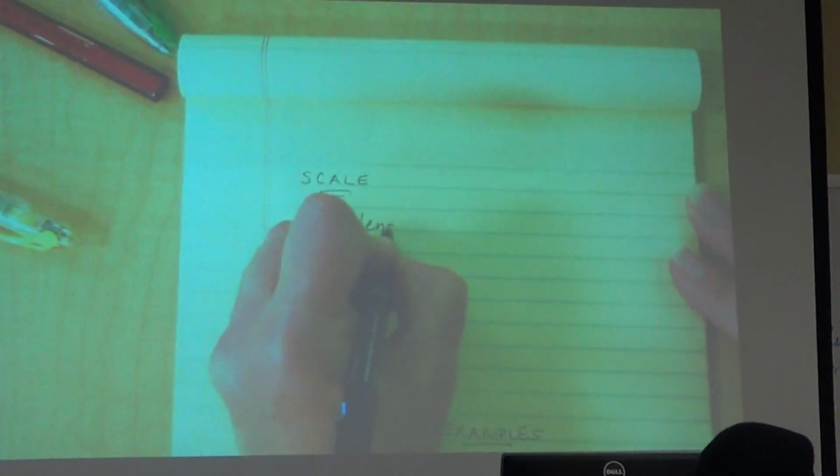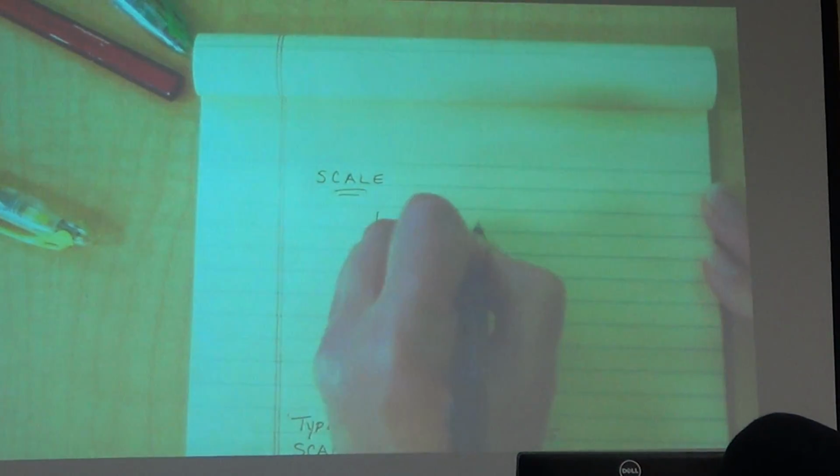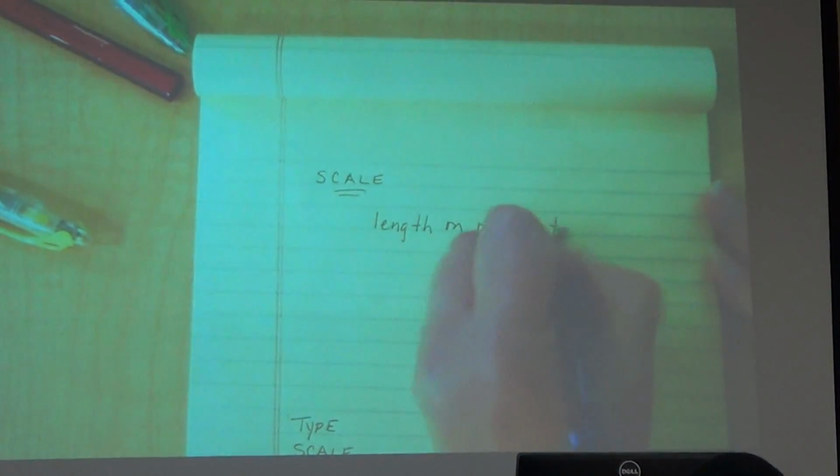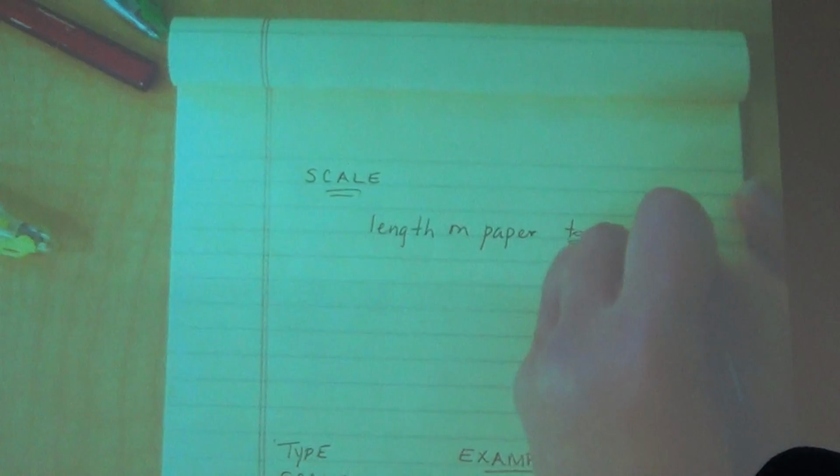The length on paper to the real length of something.